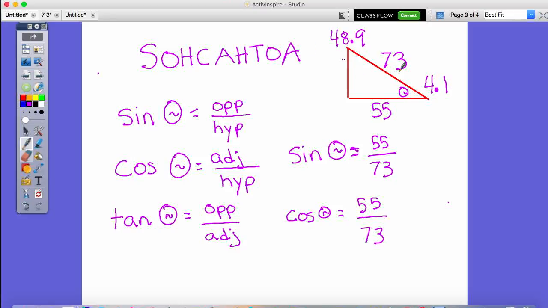And that does make sense. I should say 41.1. Because 48.9 plus 41.1 is 90. Okay? So once again, when you plug it into the calculator, it knows that there's a difference if you're talking about a sine ratio or a cosine ratio.